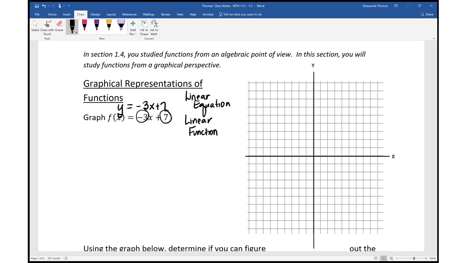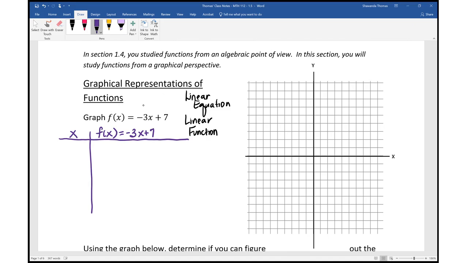That's one way to plot, but my favorite way to plot points is by using the t-table. So let's use the t-table. Let's draw a gigantic t-table. It looks like a T, as you can see. Our input is x. Put an x here. Normally we put y here, right? However, we have graduated to f of x now. So f of x equals negative 3x plus 7.